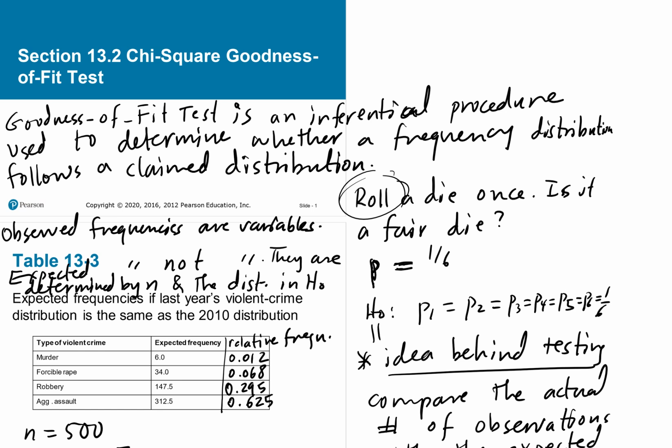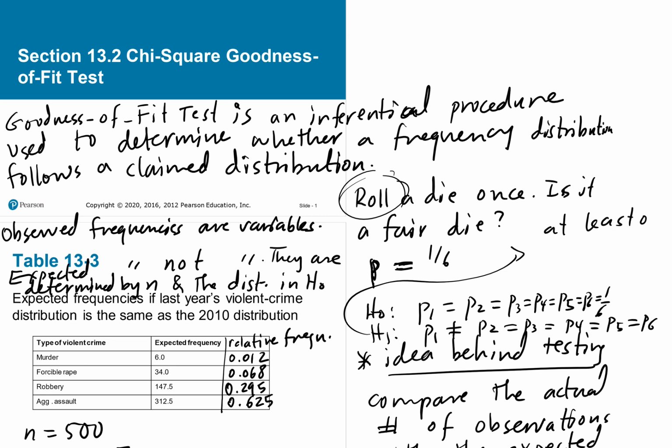For the alternative hypothesis, you claim that at least one of them is different. So maybe P1 is different than P2. The others could be the same if you like, but at least one of them is different. You can write it this way, or you can write at least one of the Pi's is different. That's how we set the null hypothesis and the alternative hypothesis.